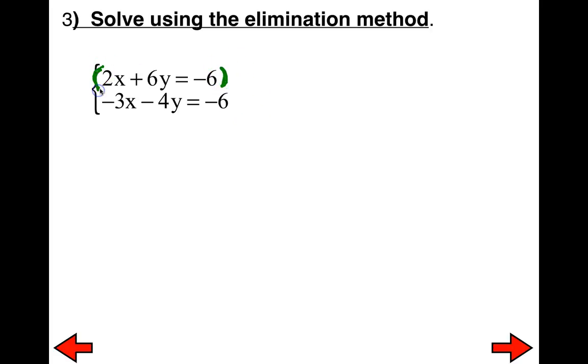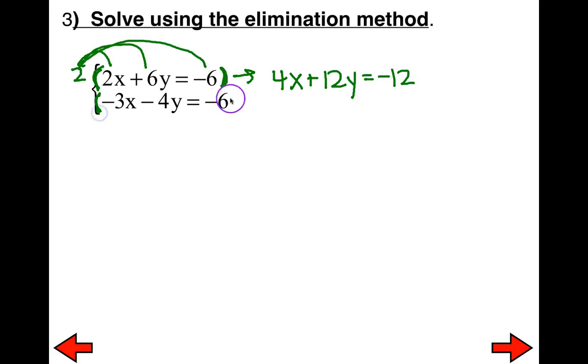We're trying to get the lowest common multiple of 12. So I'm going to have to multiply the 6y by a positive 2. So notice here, one is positive, one is negative, so I'm not going to have to multiply by a negative coefficient because that's taken care of. So now this is going to change to a 4x plus 12y equals a negative 12. Now the second one, since we're trying to eliminate the y's, I need to make this negative 4y into a negative 12y. So I have to multiply by 3.